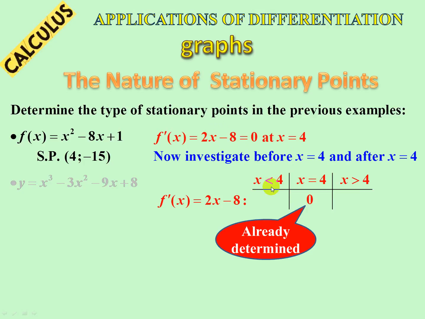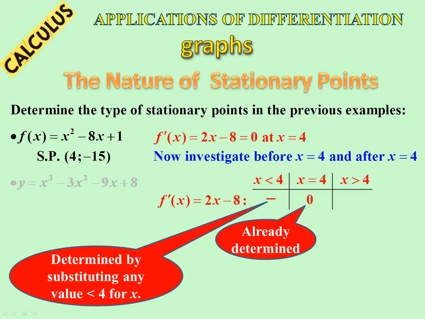Now we test a value less than 4. If I choose 0, it won't encroach on any other area this side because there's no other areas, and 0's the easiest to substitute, and I can see I'm going to get a negative. We don't need the value, we just need the sign. A value greater than 4, let's substitute 5, 6, 10, whatever, and we get a positive.